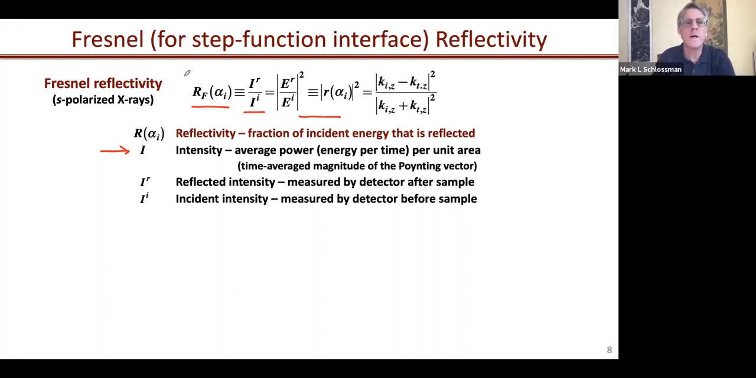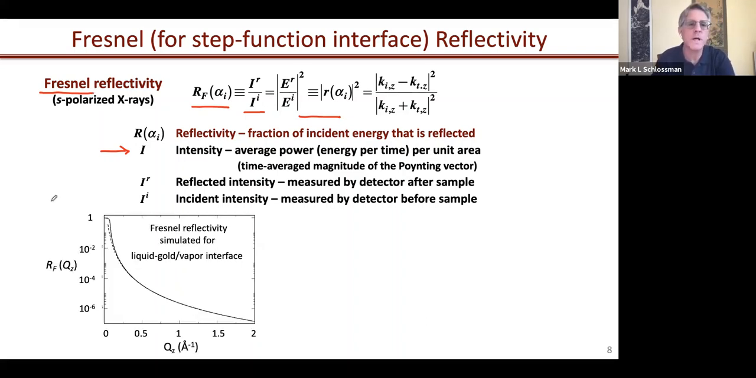This is called the Fresnel reflectivity, not just any old reflectivity, because it's the reflectivity that corresponds to a step function change in the electron density profile. If we had some other kind of change in the electron density profile, let's say it varied smoothly, then we would no longer call it the Fresnel reflectivity, but we'd have some other expression for the reflectivity.